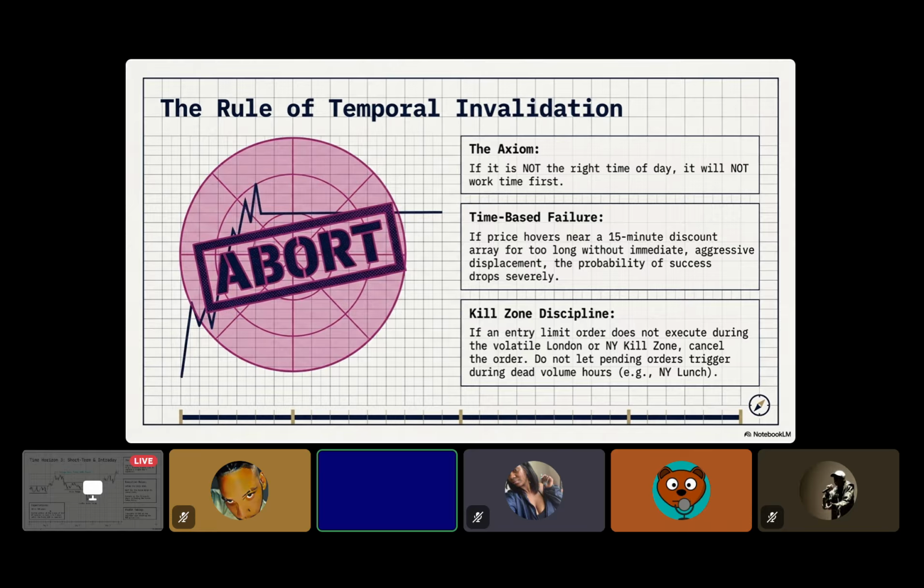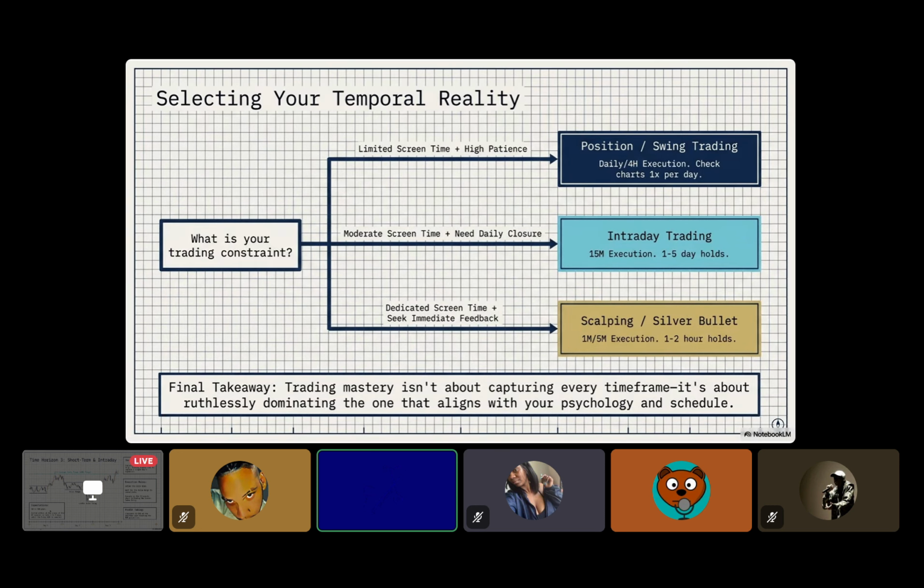Kill zone discipline. If an entry limit order does not execute during the volatile London or New York kill zone, just cancel the order. Do not let pending orders trigger during dead volume hours. So be careful with that. That's something I need to do, make sure that my orders aren't triggering before I want them to. It's almost like one or two things you gotta do: either you leave it in there or just be wary. If your order gets triggered in an off time, you enter too early and you're going to be in some drawdown. That's unfortunate, but you'll be all right.